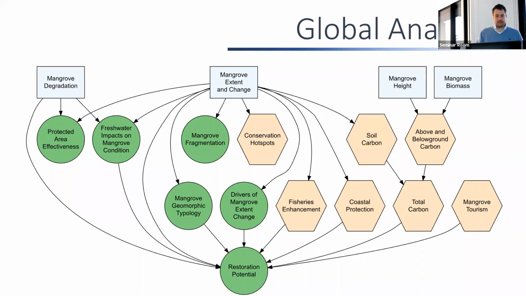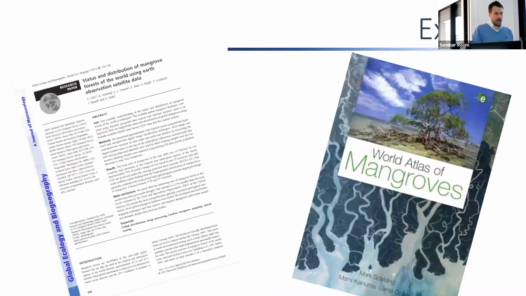So starting off at the top, in the middle, mangrove extent, probably the foundation of a lot of the analysis that we do. In 2010, Chandragiri wrote that despite the importance and significance of mangroves, our understanding of their present status across the world was inadequate.